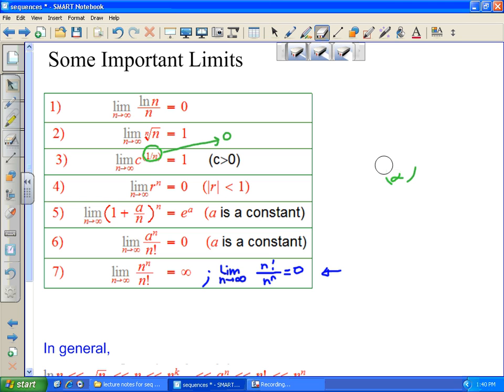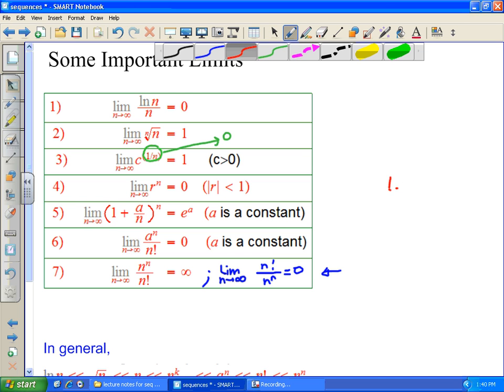But what would happen if the base was a little bit larger than 1? So it wasn't less than 1. Say it was 1.01. Say you had something like 1.01 to the power of n. Would that also approach 0? It's just a little bit more than 1, right? Do you think this is still going to go to 0?